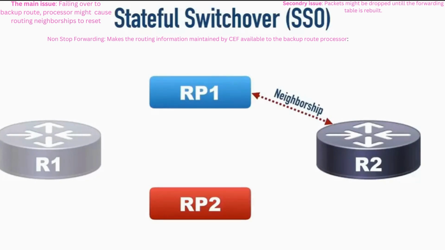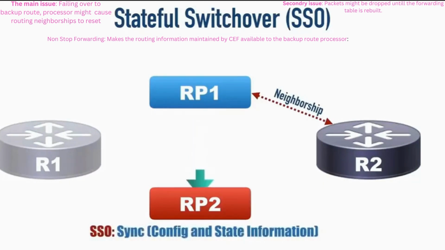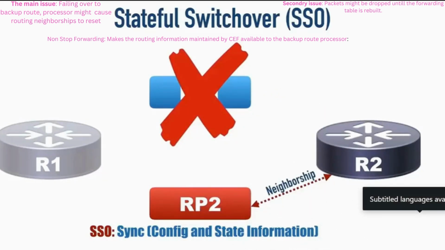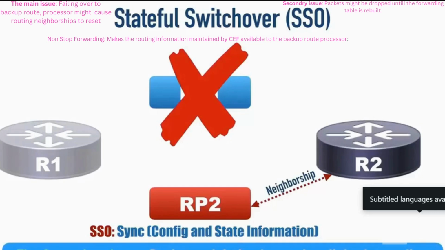With SSO, we are continually sending configuration and state information between the primary and the secondary route processor, meaning that if we did lose the primary route processor, we would almost instantaneously have a neighborship that's still up and available between our backup route processor and our neighbor. But there's a secondary issue. Even though we're maintaining our neighborship thanks to SSO, we still might drop some packets initially.